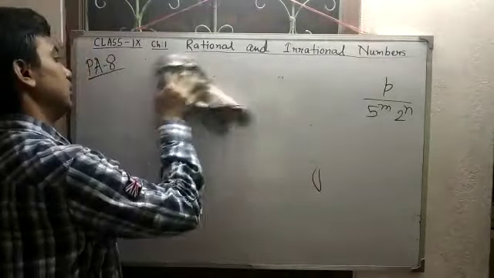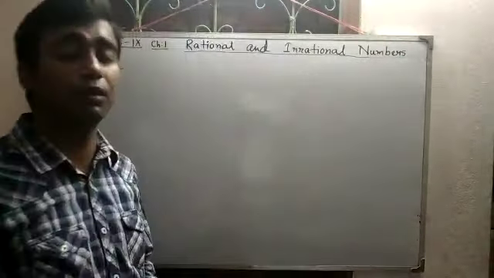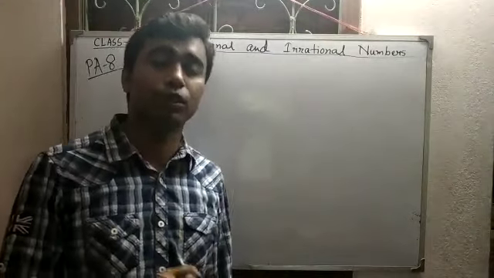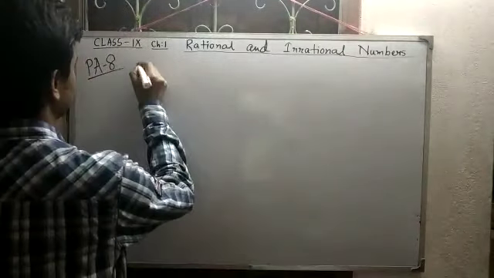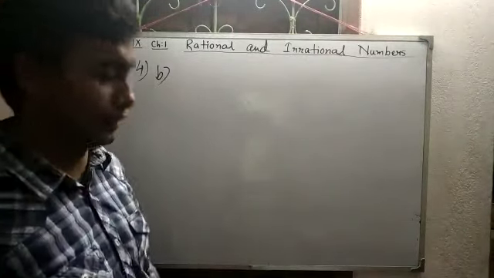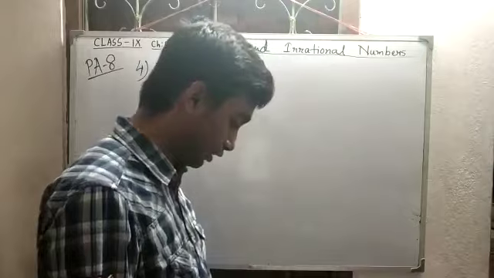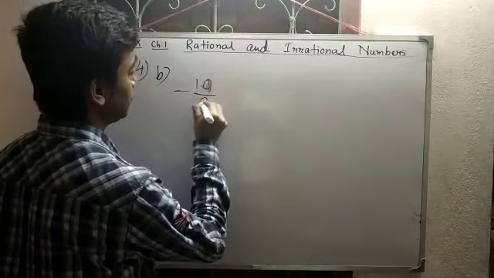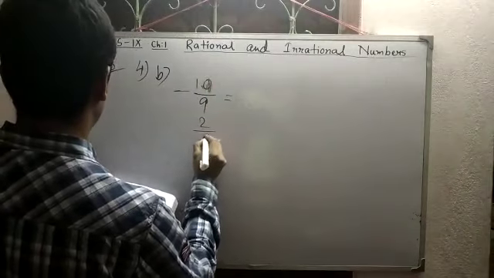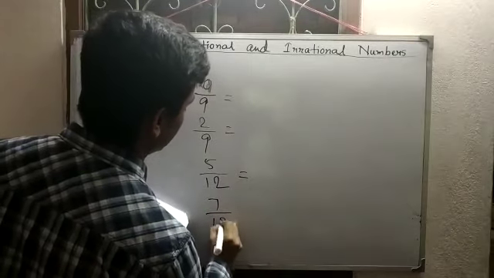But what we have to do? We have to do the other sums which are left here, because in class 9 you have to do all the sums from the exercise and from the example. Okay. Then it comes 4B. This was also done in class 7. You have to write the rational numbers in descending order. The numbers are given: minus 10 by 9, then 2 by 9, 5 by 12, then 7 by 18.